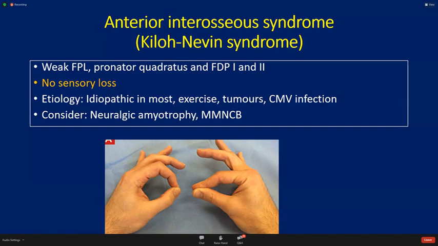So here, the idiopathic situation is common in most cases, but it can also be produced by repeated exercise producing hypertrophy of muscle and compression onto the nerve. CMV infection can sometimes produce bilateral anterior interosseous syndrome. A very important thing we should know is that it can be the first presentation of neuralgic amyotrophy. So if you have anterior interosseous neuropathy which was preceded by pain, it is possible that it is a partial manifestation of neuralgic amyotrophy. It can also be a manifestation of MMCV.